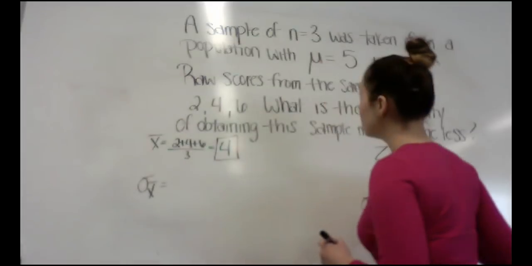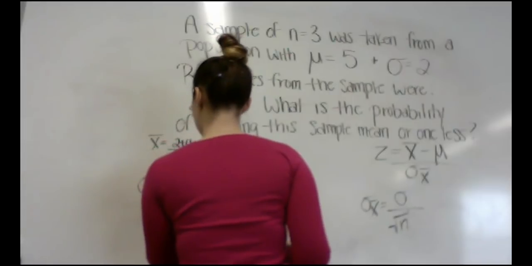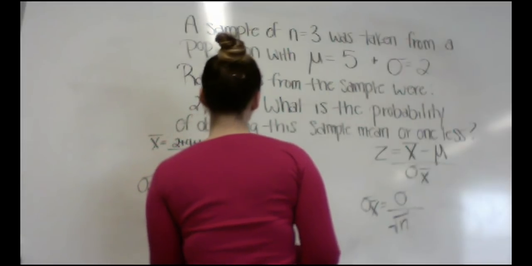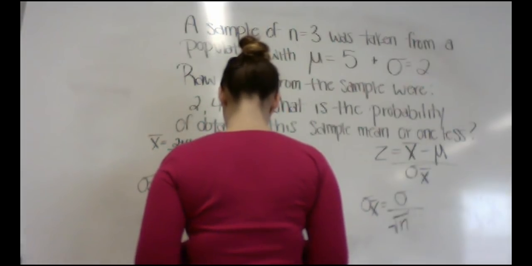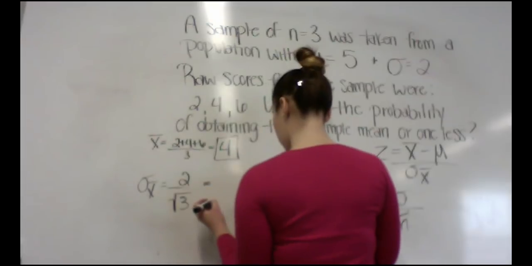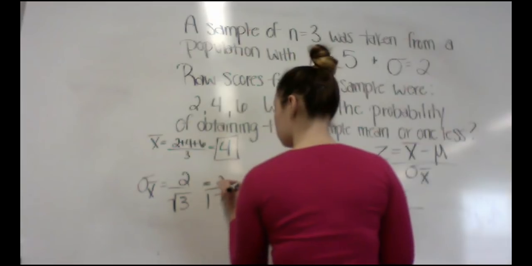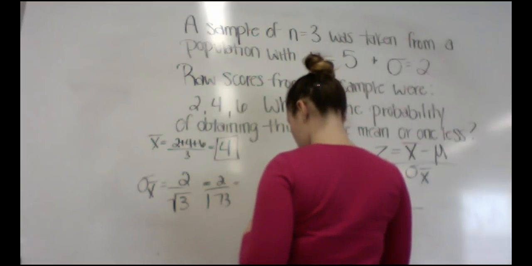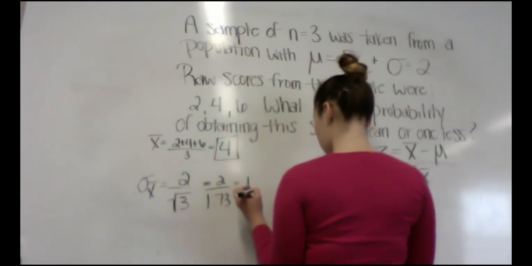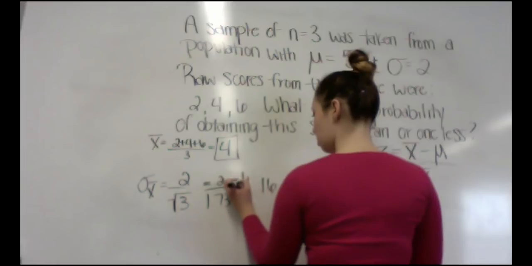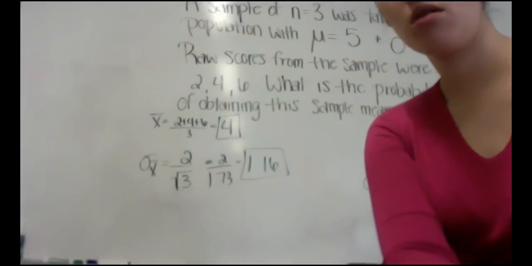So our population standard deviation was given to us, that's 2. That's 2 here. 2 over the square root of n, which was 3. Square root of 3 is 1.73. So 2 over 1.73 gives us 1.16. So that's our standard error. Next, we've got to find our z-score.